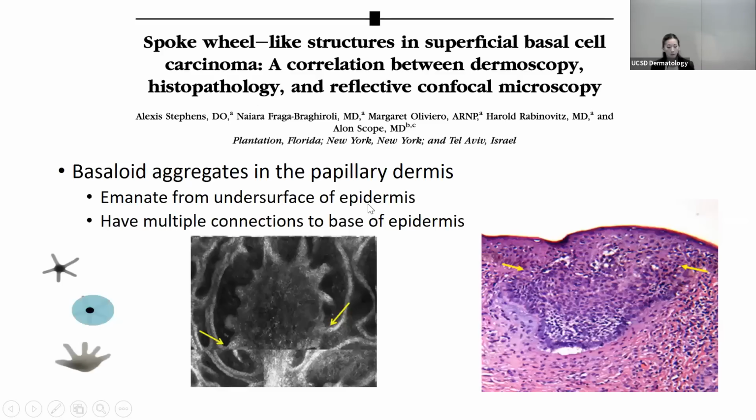Basically what these correspond to is a histologic structure that you're seeing visually, which is kind of cool. These structures are actually pigment in the basaloid aggregates of the BCC. So this nest of BCC in the papillary dermis comes out from the undersurface of the epidermis and tends to have multiple connections. If you look with confocal microscopy, you can see this center and then all these little buds radiating out. That corresponds to the spoke wheel-like structure.